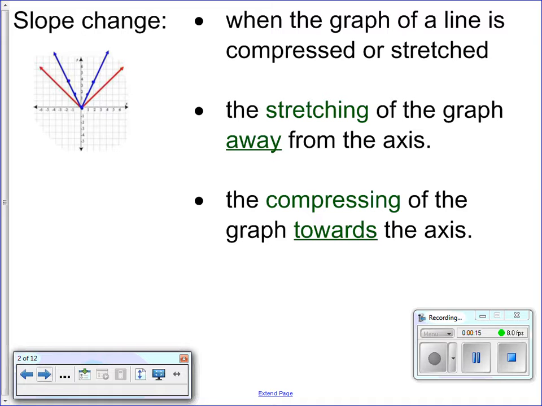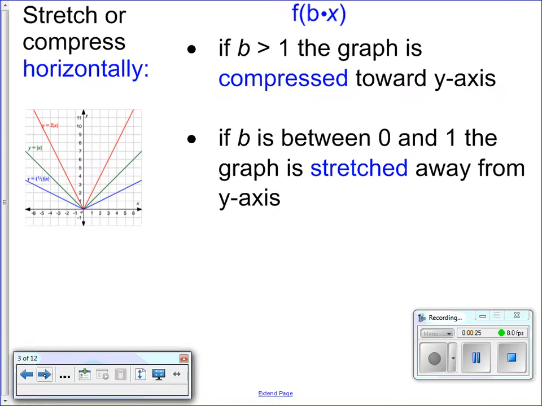This is when the graph of the line is compressed or stretched. Stretching means that it's going away from the axes, and compression is going toward the axes. So we make that stretch or compress horizontally. When our coefficient b is greater than 1, then the graph is compressed toward the y. If the coefficient b is between 0 and 1, so it's a fraction, it means it's being stretched away from the y-axis.